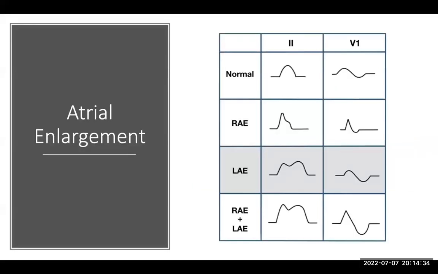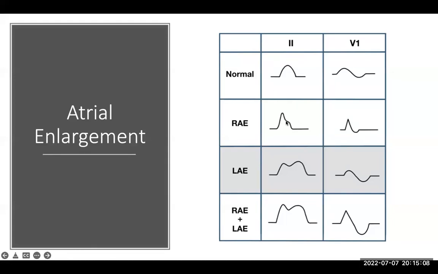Next, atrial enlargement. Now in the atria, you concentrate on the P wave. Just the way we concentrated on V1, V5 in the QRS complex for the ventricles, here we are concentrating on lead V1 and lead 2. And we are concentrating on the P wave. Now, normally, the P in lead 2 is 2 by 2, 2 small boxes up, 2 small boxes horizontal. In V1, it is biphasic. The negative and the positive are almost the same.